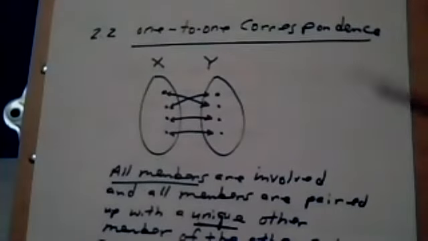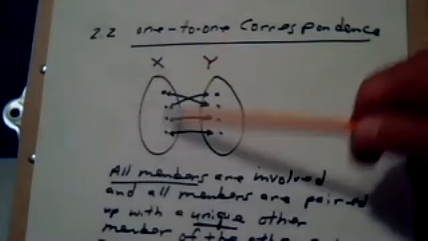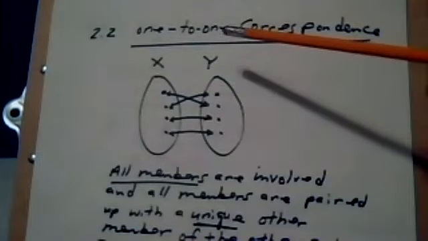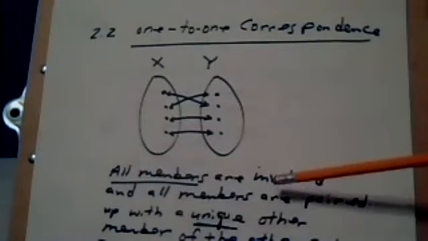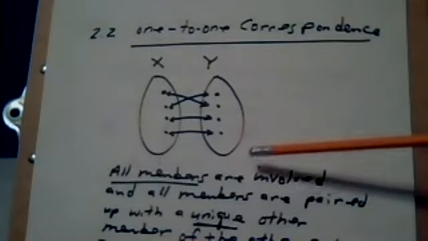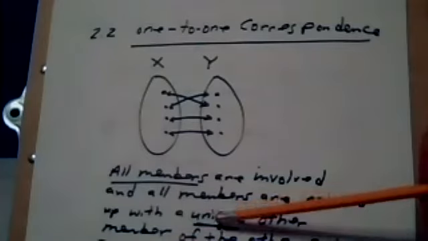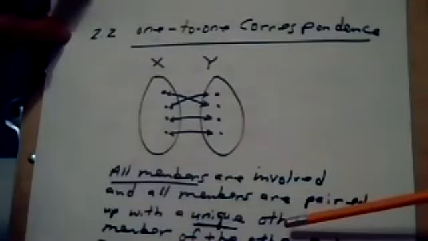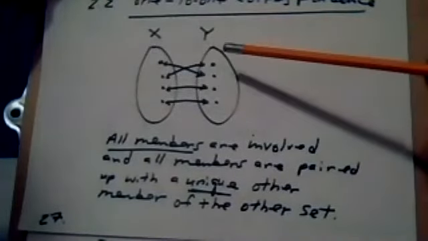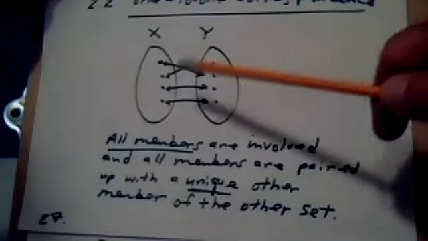This idea of one-to-one correspondence has to do with pairing members of one set with members of another set. Notice that the arrows are pointing in both directions. All members are involved for there to be a one-to-one correspondence. All the members have to be involved from each set. And all members are paired up with a unique other member of the other set. So each pair is made up of a unique X and Y. And they don't switch partners.